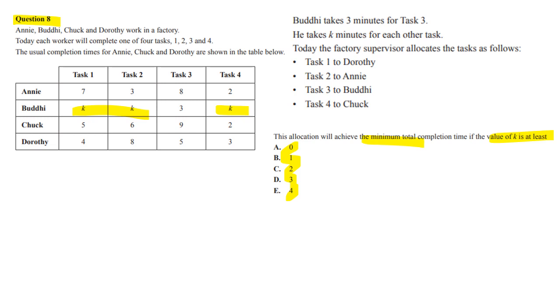Let's have a look at how that actually plays out. So they've actually given us that task 1 went to Dorothy, task 2 went to Annie, task 3 went to Buddy, and task 4 went to Chuck. Now, if we were to trade this in, we got pairs or combinations that we could swap for another combination. So for example, if Annie and Buddy were to swap, at the moment it takes them a total of 6 minutes. But if they swap, you've got k plus 8.